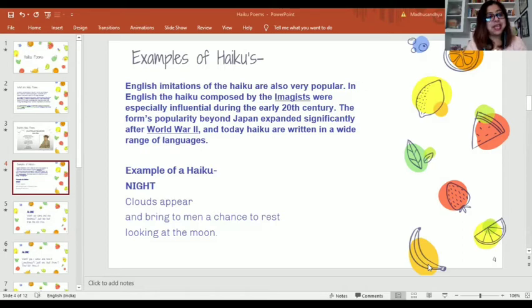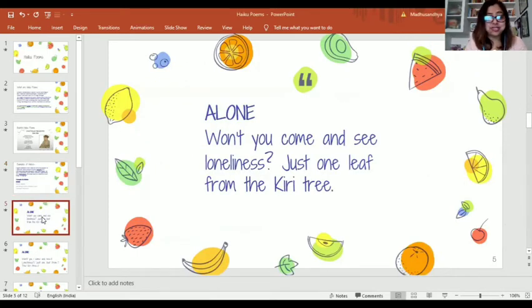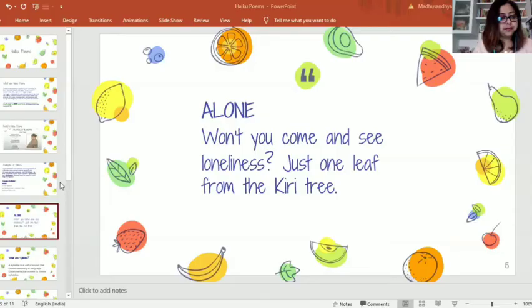So here it goes. Night, clouds appear and bring to men a chance to rest, looking at the moon. It always has a much deeper meaning. It's very, very deceptive, what you see. If you keep thinking about it and peeling the layers, you would reach a deeper meaning than the one that you see. Again, one more example. Alone, won't you come and see loneliness? Just one leaf from the kiri tree.